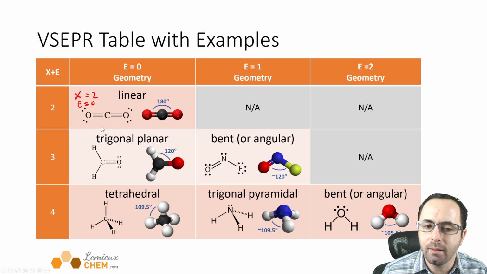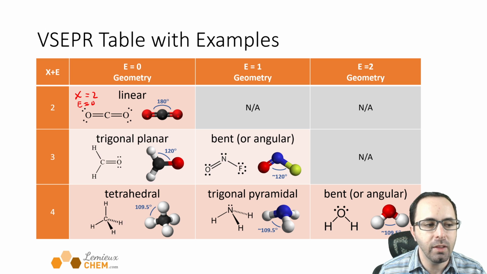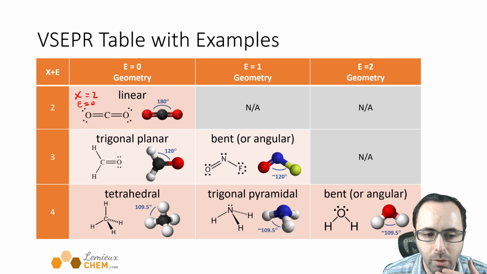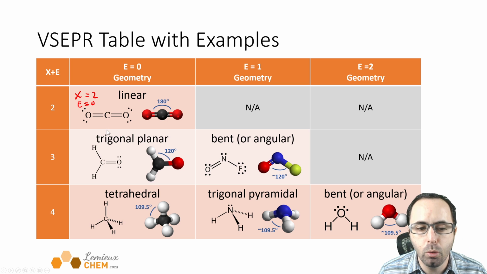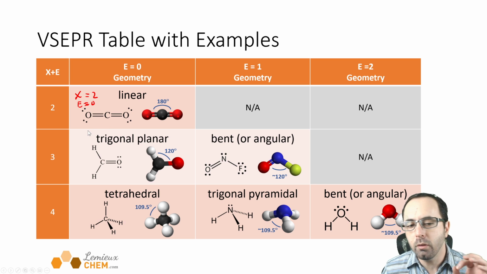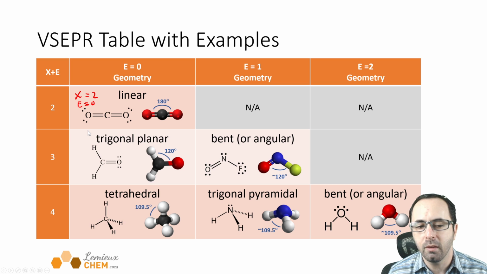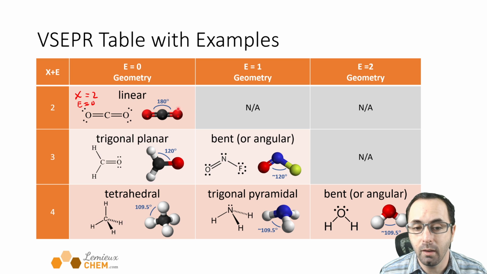The reason why it's linear is just based on the idea of VSEPR, valence shell electron pair repulsion. We have 2 electron groups. One of the electron groups is this double bond here. The other electron group is this double bond here. Those electron groups are going to want to position themselves such that they are as far apart as possible from one another. That means going on exactly opposite sides. And so you can see it here. They're on exactly opposite sides of the center carbon atom.